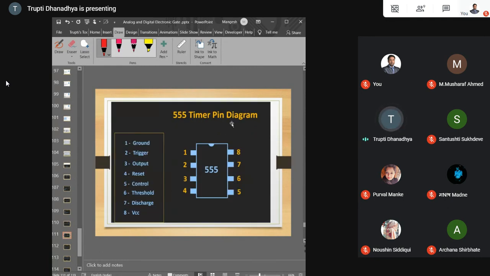Your last topic is nothing but the pin numbers. I already asked some of the students in the first section: IC 555 is used for what purpose, or the timer IC name also. So it is the 555 IC. The 555 IC consists of 8 pins. Those 8 pins are: one is ground, second is trigger, third is output, fourth is reset, five is control, six is threshold, then seventh is discharge and eighth is VCC.